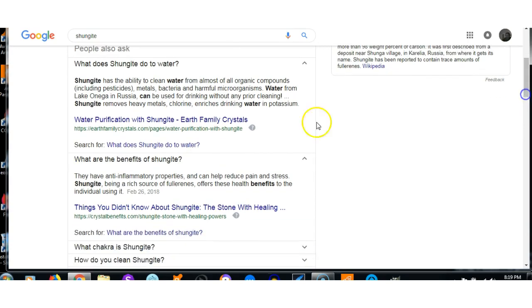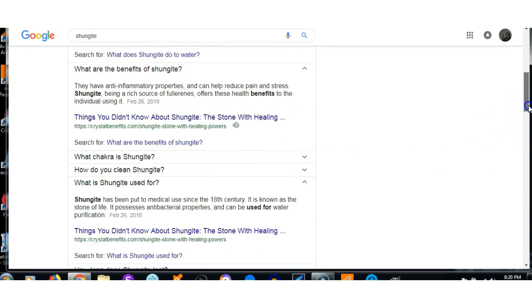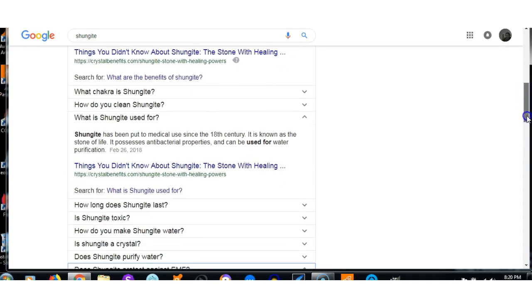So, what are the benefits of Shungite? It has anti-inflammatory properties and can help reduce pain and stress. Being a rich source of fullerenes, it offers these health benefits. Now, fullerenes, for those of you who don't know, get their name from the atomic structure of Shungite, which is based on the buckyball, which was named after the scientist Buckminster Fuller. It is known to have antibacterial properties and can be used for water purification.